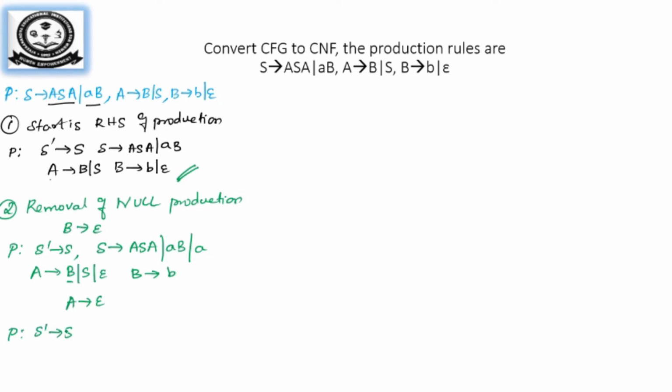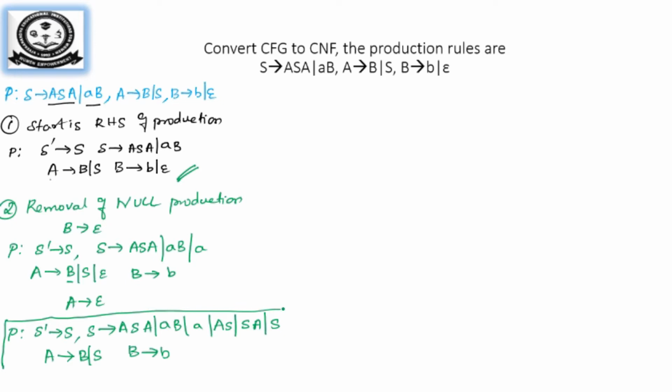S dash tends to S, and S tends to, we will write the productions again the same way, A, B, then A. Now instead of A, when I substitute epsilon, I can get AS and I can get SA, or I can even get S. So this will be the replacement you will get. Then finally, I can remove that A epsilon, so you will have B or S, then finally B tends to epsilon B. So this is your final production rule after removal of the null production.